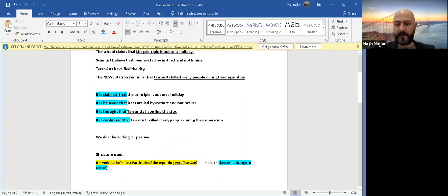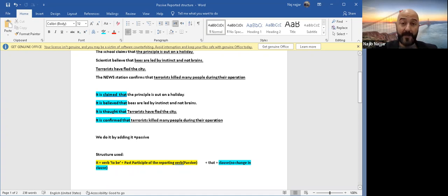So it plus passive. Then I added that. It becomes is confirmed that, is thought that, is believed that, is claimed that. And then I add the clause. No change in clause, as I explained here. Done with the first part.